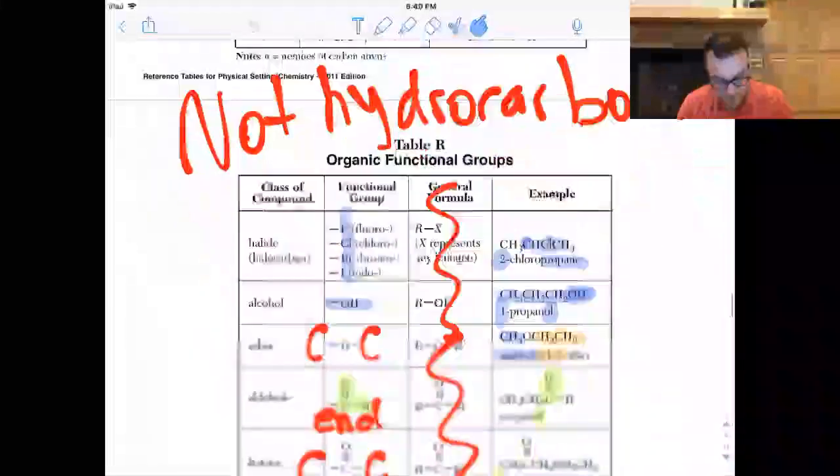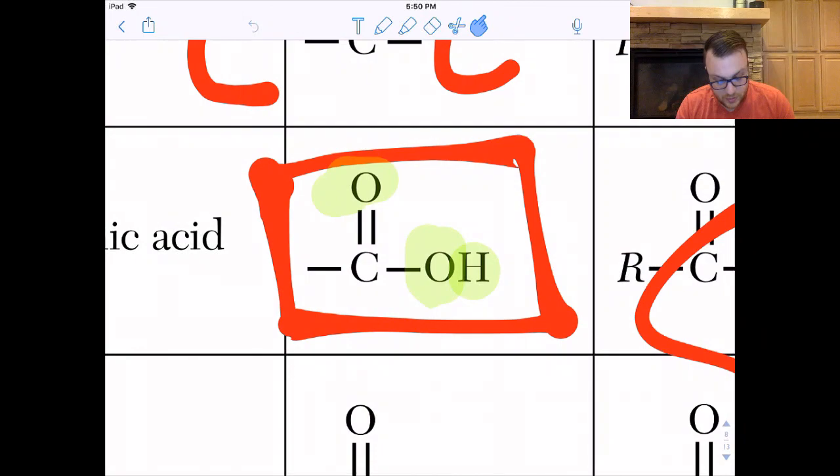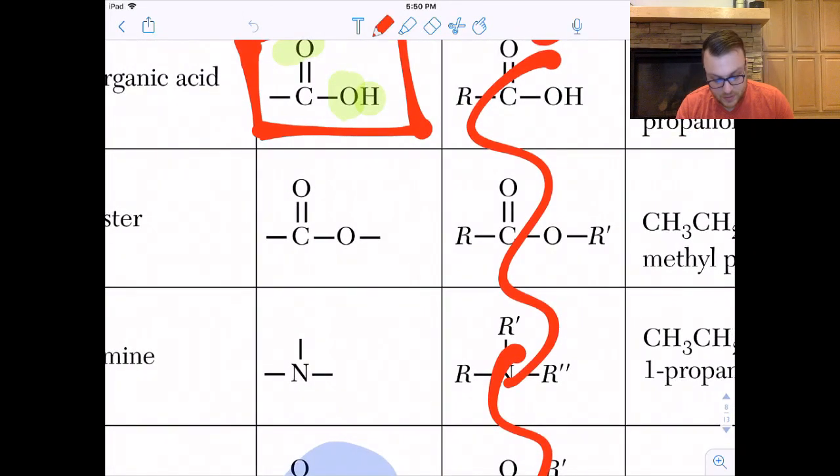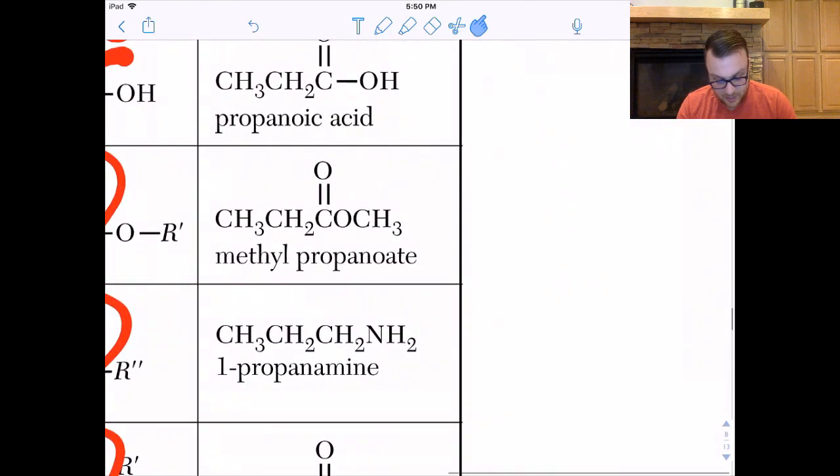Next, ester. Ester is very similar looking to an organic acid, but the difference is this carbon compound has a C double bond O and then an O somewhere in the middle. So this is somewhere in the middle of the compound. Not at the end, not at the beginning. This is in the middle of the compound. And these are by far the most complicated to name. So let's look at the example.